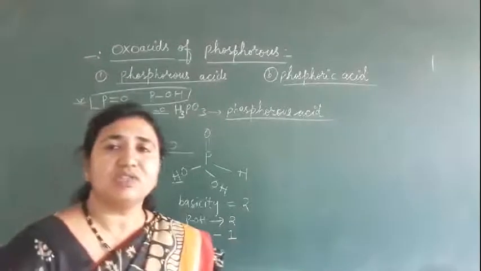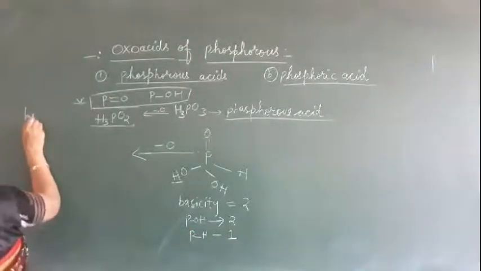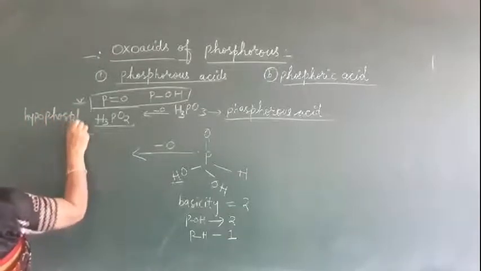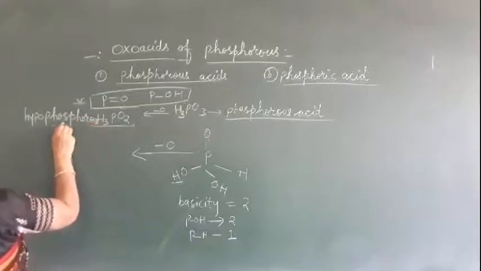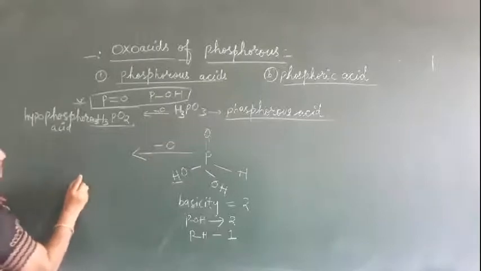H3PO2. This is called hypophosphorus acid. One oxygen reduced. Okay, so hypophosphorus acid, what will be the structure here?